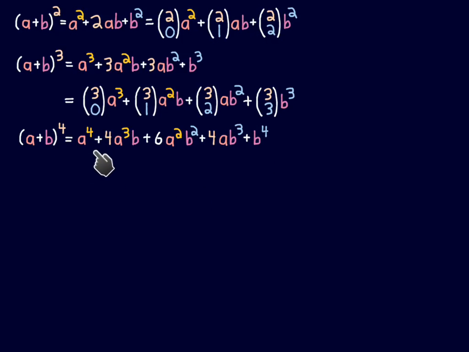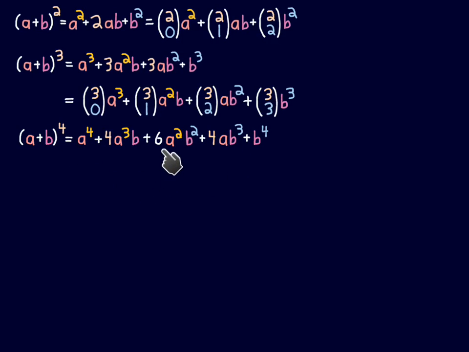The B's start with 0, 1, 2, 3, 4. So see the A's decrease in power from the 4 down to 0, and the B's increase in power from 0 up to 4. And then all you need to know is where did that... this one's always a 1 in front, this one's always a 1 in front. This is always the same as this, and the second from the last is also the same.